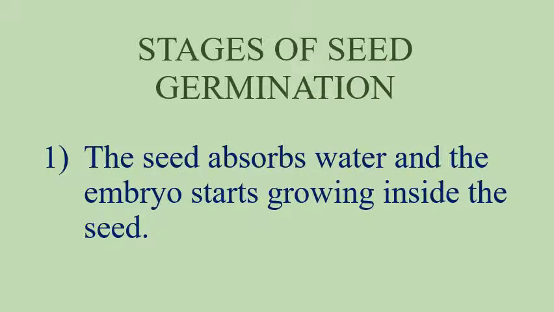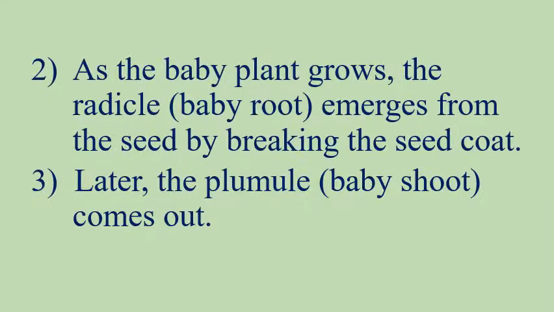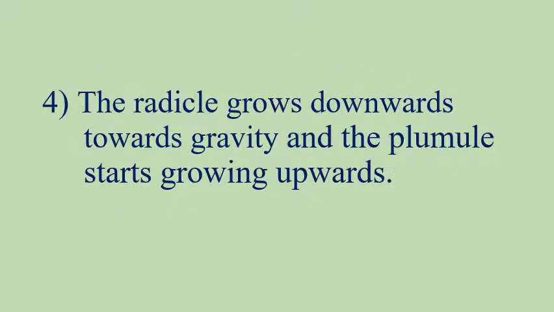So the first stage of seed germination is that the seed will absorb water and the embryo will start growing inside the seed. Second stage, as the baby plant grows, the radicle or the baby root emerges. Emerge means to come out. It emerges from the seed by breaking the seed coat. Third stage, the plumule will later on come out. Plumule is the baby shoot.